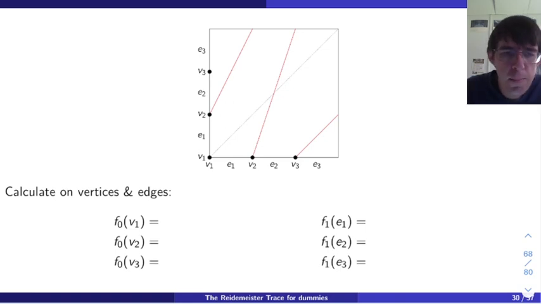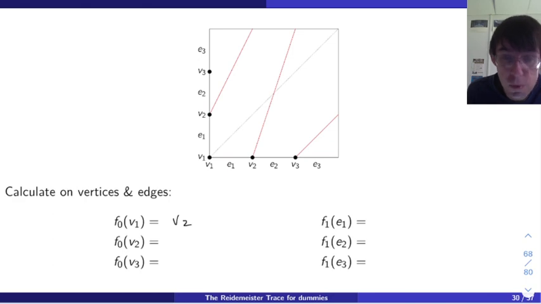And I'm going to write these 2 functions, F0 and F1. F0 refers to how my function behaves on the vertices. Vertices are 0-dimensional, that's why this says F0. F1 is how it behaves on the dimension 1 things. So what is F0 of V1? That means where does V1 go when I apply the function to it? It goes to V2. So I'm going to fill in the blanks here. This is V2.